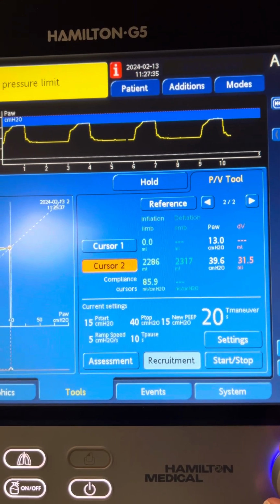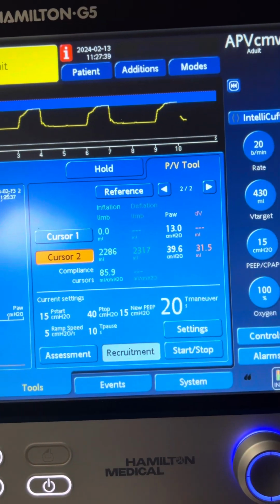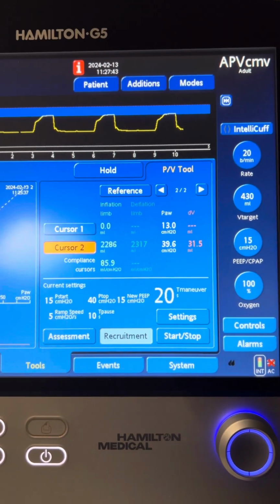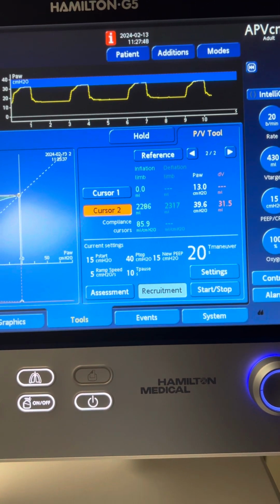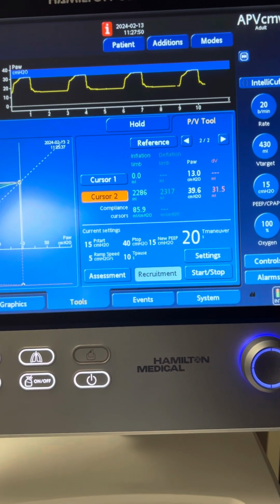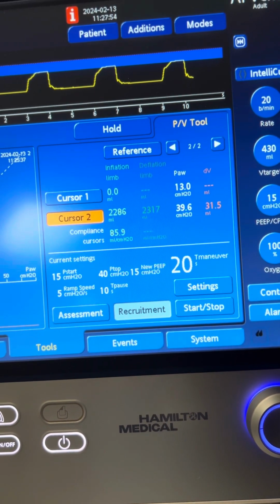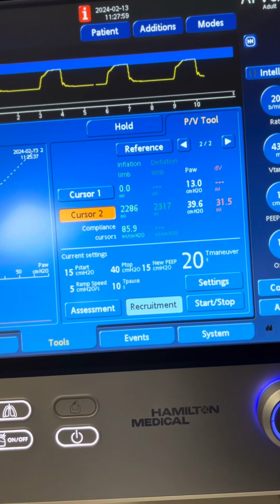So we're on our deflation side now. Right now, all we're seeing between these two numbers is a difference of 31.5. Typically, you would see at least a little more than that. In order to deem this a positive response, or a positive recruitment maneuver, you would want that change in volume between inflation and deflation to be at least 2 mLs per kilo.